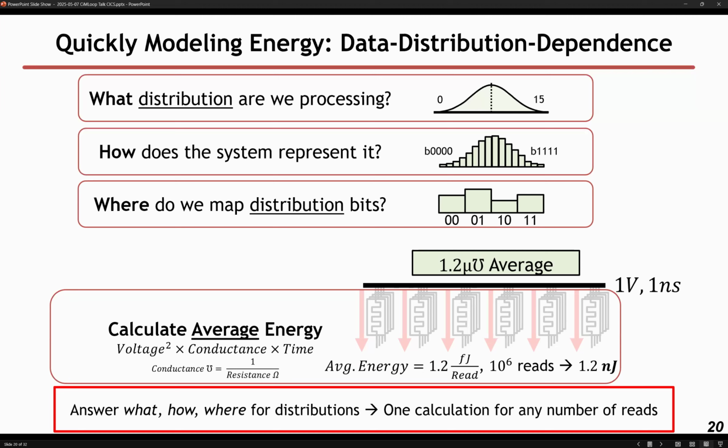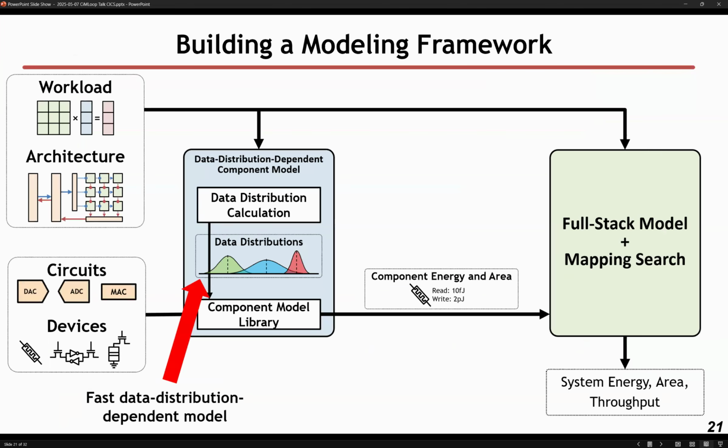Finally, the magic bullet of this is that it lets us do one calculation, the average, for any number of reads. So if you run a MobileNet with a few 100,000 multiply accumulates, or the latest LLM with billions or trillions, you're still going to do one average. So regardless of how big your neural network is, our framework is still going to be fast to estimate the energy.